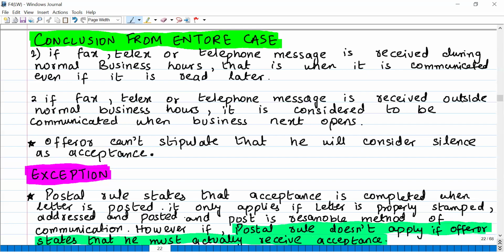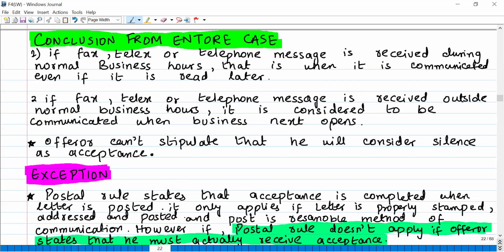But the other exception is that if acceptance is received in the form of fax, telex, telephone messages, or email during business hours, then we will assume that the acceptance is communicated, even if you read it later. For example, if I made an offer to someone and that person sent me the acceptance by email, and I haven't read the email yet, but before reading it I revoke the offer and text him that I have canceled the offer, I cannot do that.